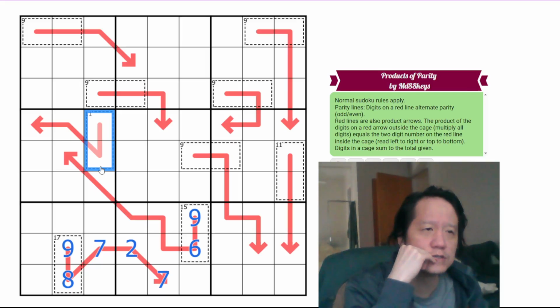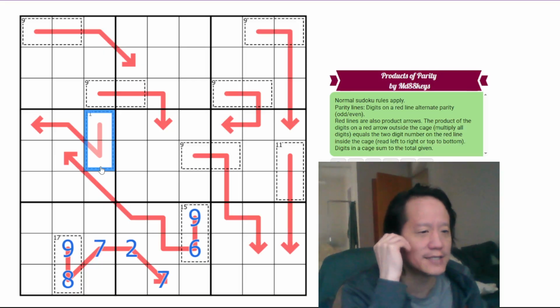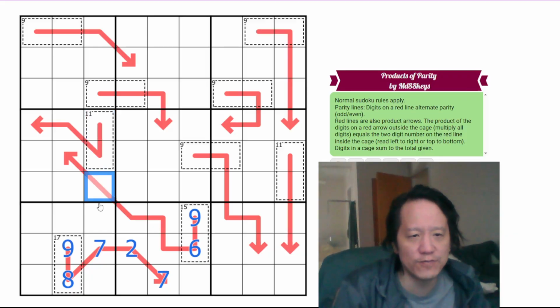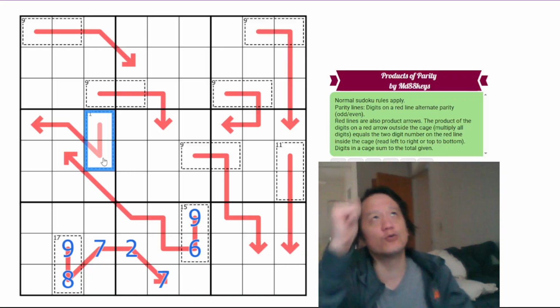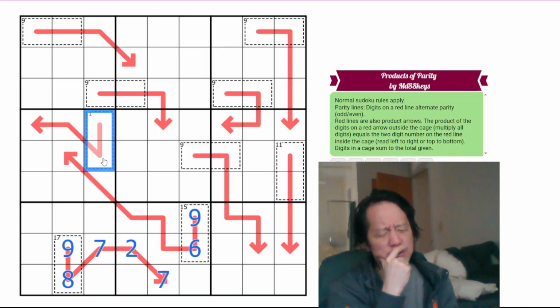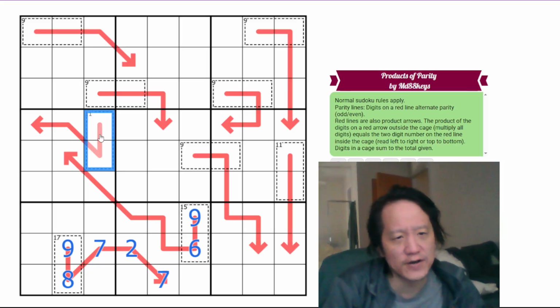Yeah, 83 is prime. 38 is 2 times 19, and 19 is not a single digit. So 3 and 8 don't work either. This can't be 4, 7, so 47 is prime also. 74 is divisible by 2, and that gives 2 times 37, which is also prime. So it's not a single digit. So that means this has to be 5 and 6.